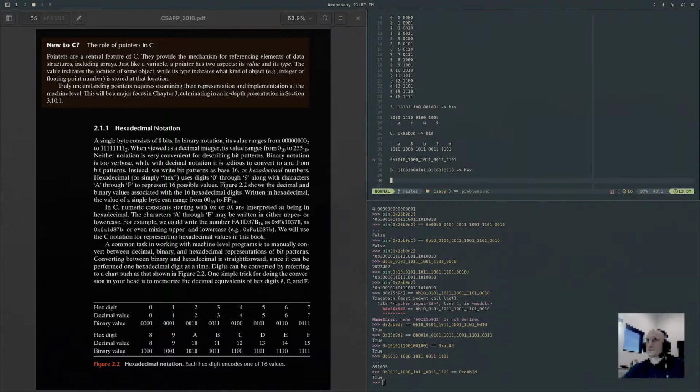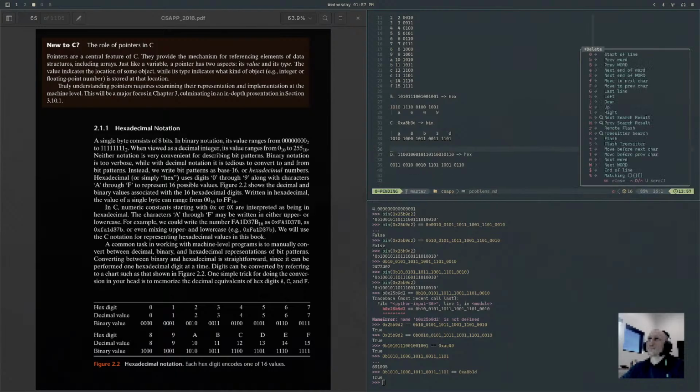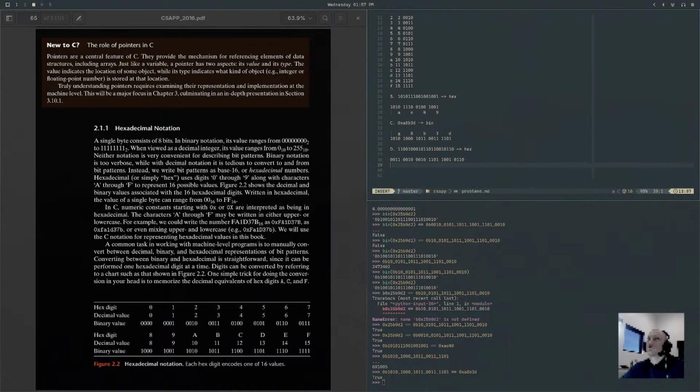These are just like exercises. They're not really like super serious thinking stuff. Just to get some practice in.